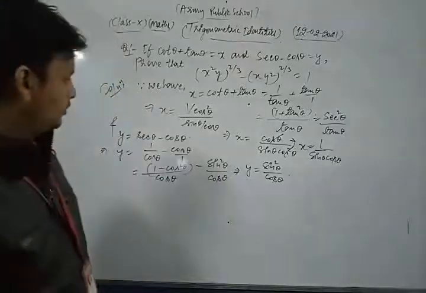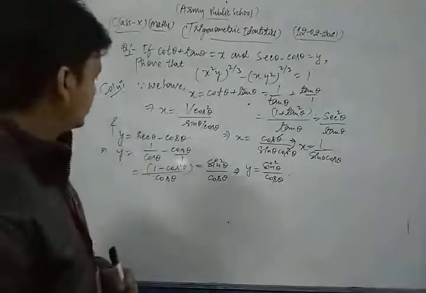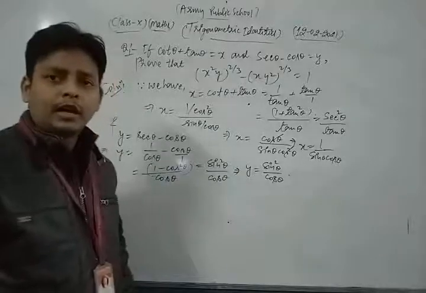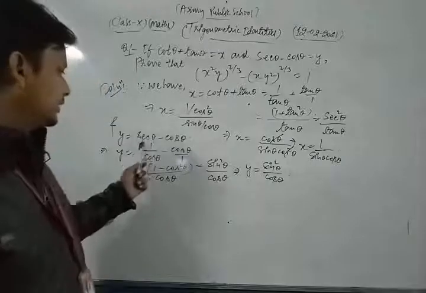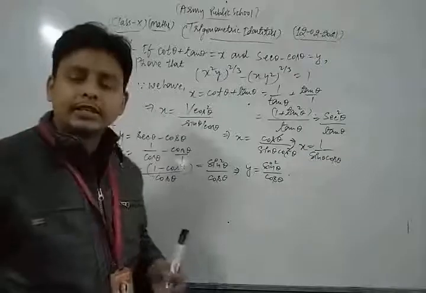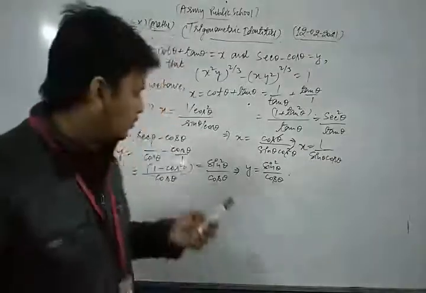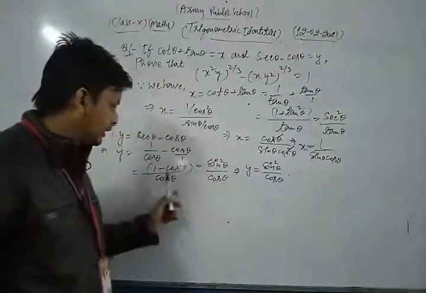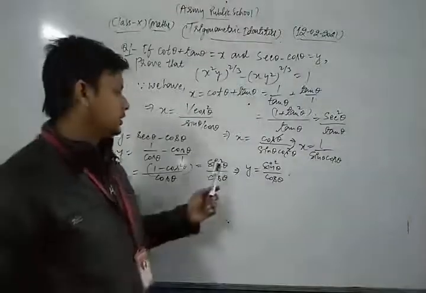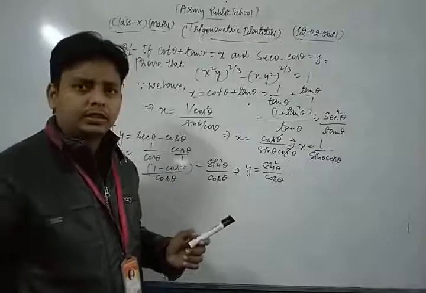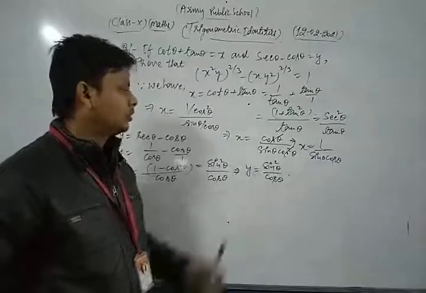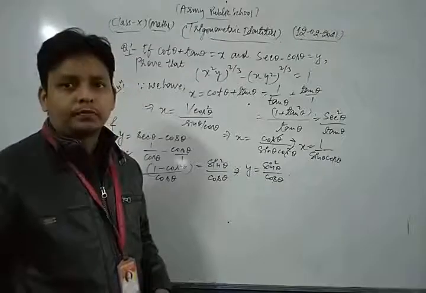After that we also have the value of y as sec theta minus cos theta. Here we write sec theta using the identity: 1 upon cos theta, and cos theta right as it is. Now after taking the LCM and simplifying, we get 1 minus cos square theta, and 1 minus cos square theta is what? Sin square theta upon cos theta. So y is equal to sin square theta upon cos theta.